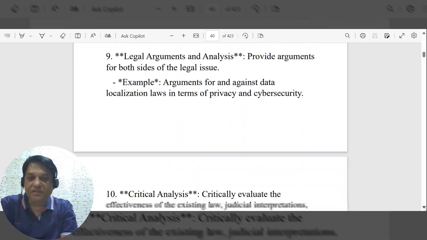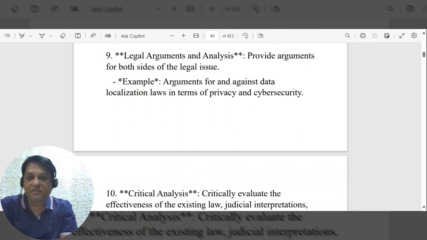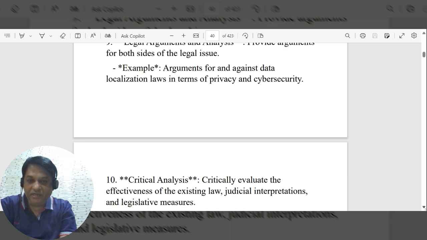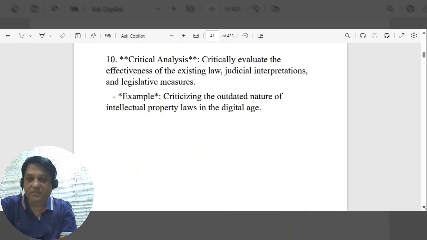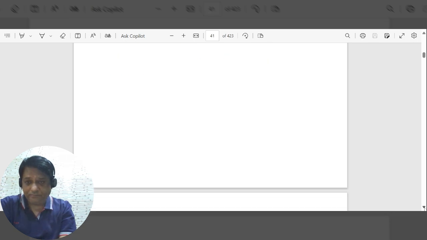Legal arguments and analysis, provide arguments for both sides of the legal issue. Example, arguments for and against data localization laws in terms of privacy and cybersecurity. Critical analysis, critically evaluate the effectiveness of the existing law, judicial interpretations, and legislative measures. Example, criticizing the outdated nature of intellectual property laws in the digital age.